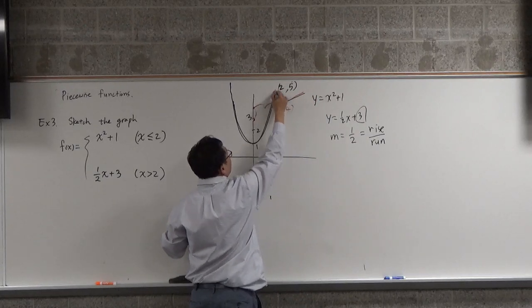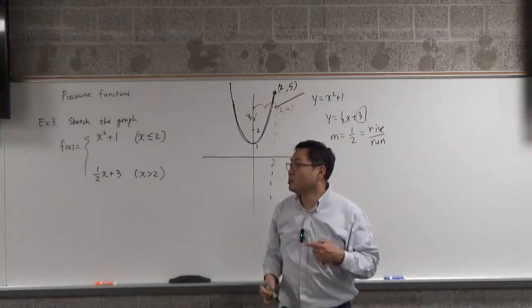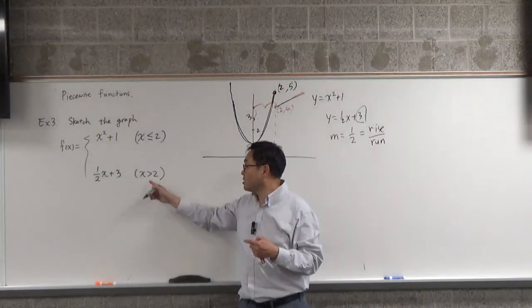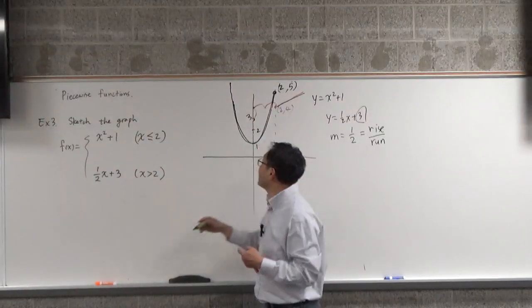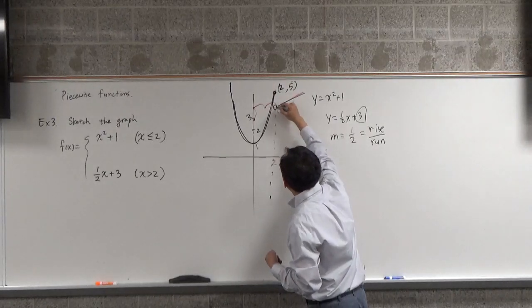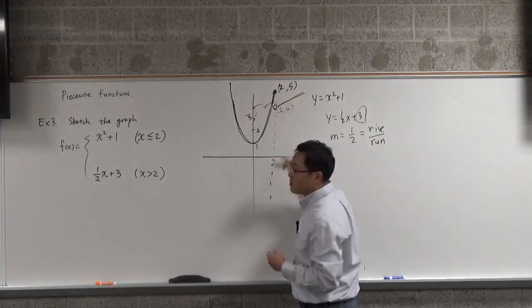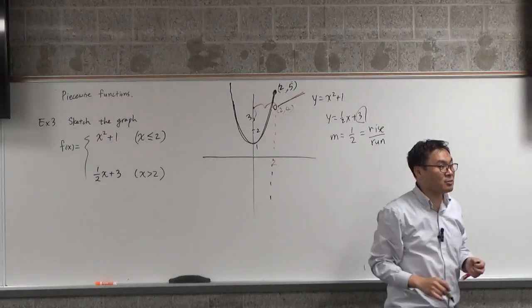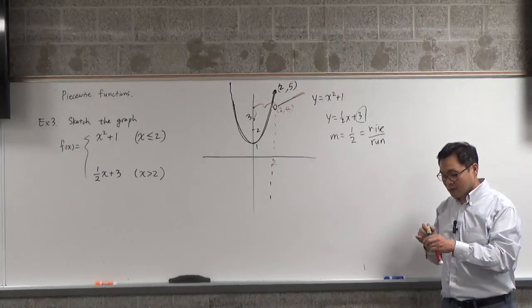Now, which one should I put the open circle? This one's the open circle, right? The line has the open circle, and this one will be the actual solid circle. So that's the answer. Okay, that's all for today.